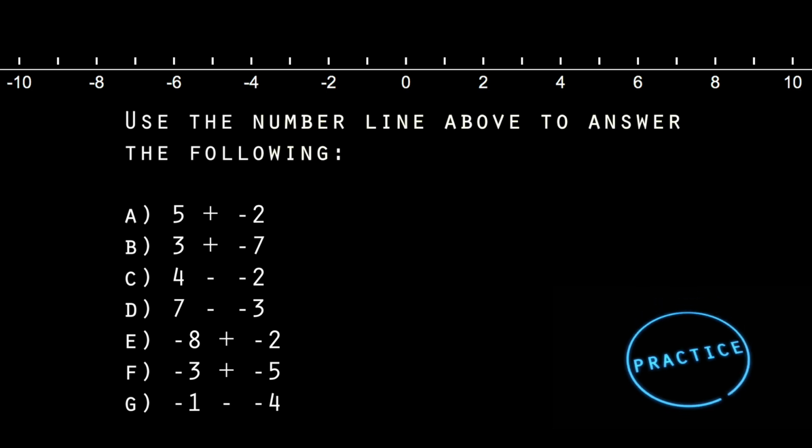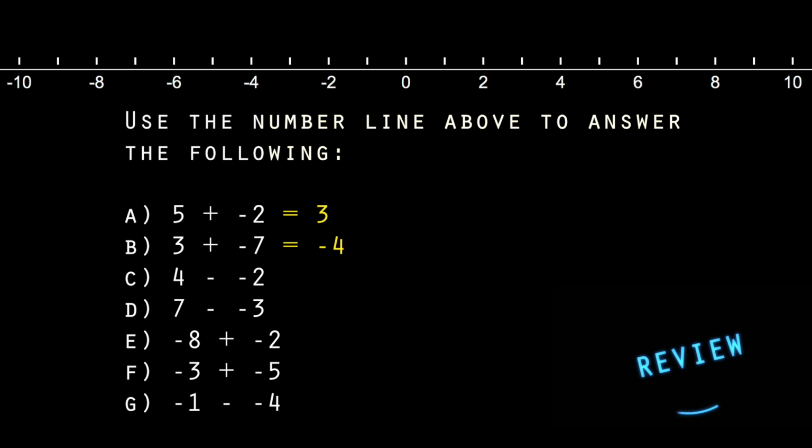And these are they. A, 5 add negative 2 is 3. B, 3 add negative 7 is negative 4. C, 4 take away negative 2 is 6. D, 7 take away negative 3 is 10. E, negative 8 add negative 2 is negative 10. F, negative 3 add negative 5 is negative 8. And G, negative 1 take away negative 4 is 3.